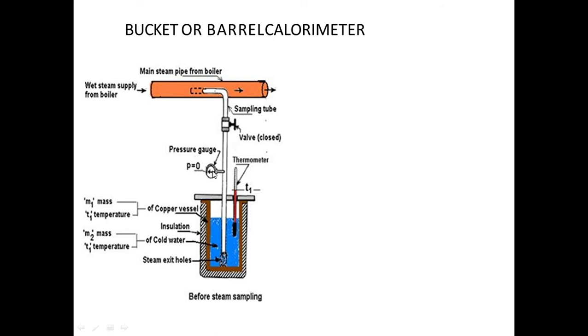You can measure the pressure of that steam also, and one thermometer is inserted inside that barrel water, so that you can measure the temperature of the water. As this barrel is completely insulated, what does it mean? It means that we are not having any sort of heat losses. Heat is not going outside the barrel. That is our consideration. So this is the construction of the barrel type or bucket type calorimeter.